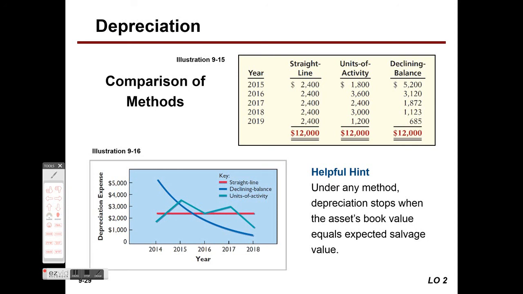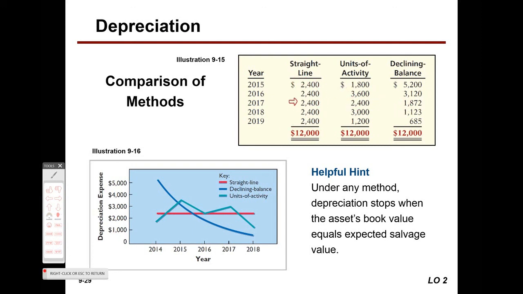Here we have a comparison of the three methods we discussed for this truck, the depreciation. Straight line method, we see the same expense every year for each year the asset is in service. Units of activity varies, and it would vary based on activity. All right. The declining balance method, well, as you can imagine, it declines as the asset gets older. Well, in each of the three approaches, we've depreciated the same amount, but we've done it in a different manner.